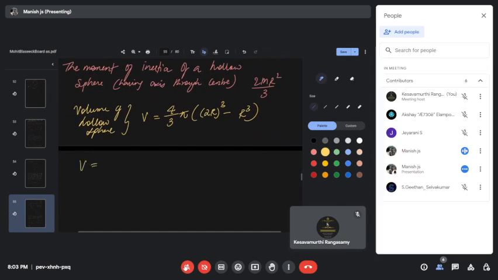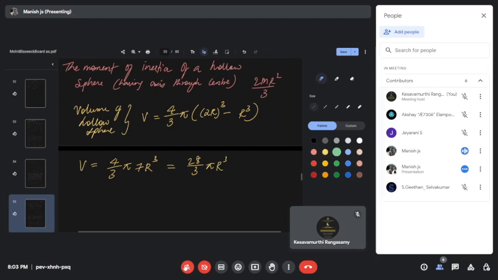You get volume is equal to 4 by 3 pi times (2r cube minus r cube). Just go for a simplification. It's 8 r cube minus r cube, where you get 7 r cube. So multiply 4 and 7 and simplify, you get the value as 28 upon 3 pi r cube. So this is the volume of the hollow sphere, whatever you call it, the hollow sphere that is there.